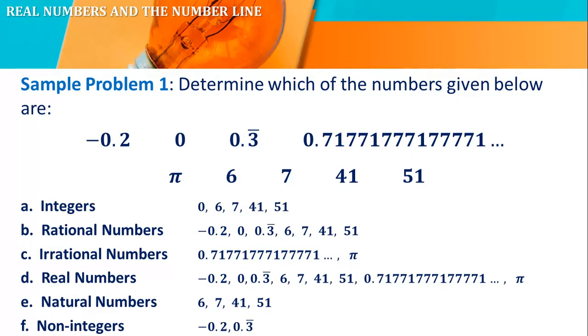Yung rational numbers naman ay negative 0.2, 0, 0.3 bar line, 6, 7, 41, and 51. And then the third one is irrational numbers, yung 0.71, 771, 7771, 77771, ... yung pi. The real numbers are negative 0.2, 0, 0.3 bar line, 6, 7, 41, 51, 0.71, 771, 7771, 77771, ... and pi. Then the natural numbers or counting numbers dyan ay 6, 7, 41, and 51. And lastly, the non-integers is negative 0.2 and 0.3 bar line.